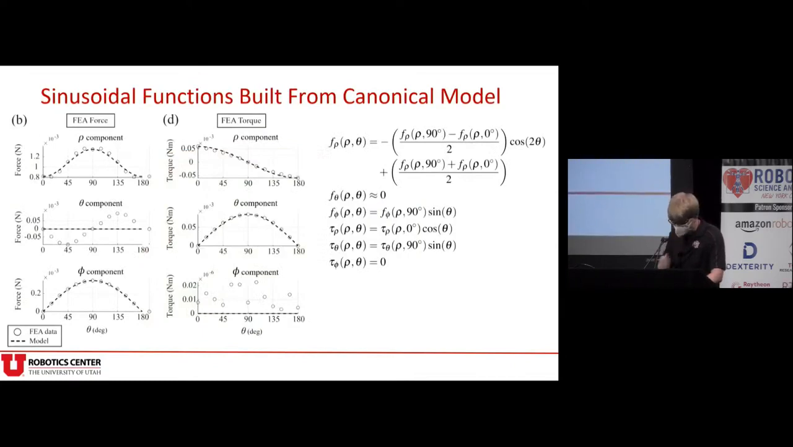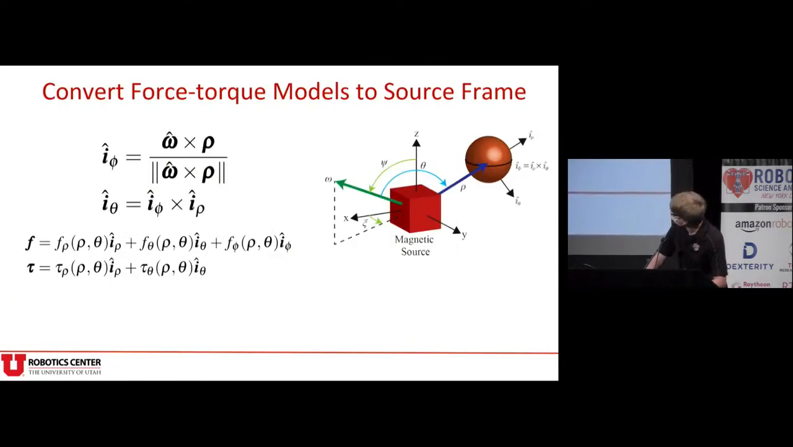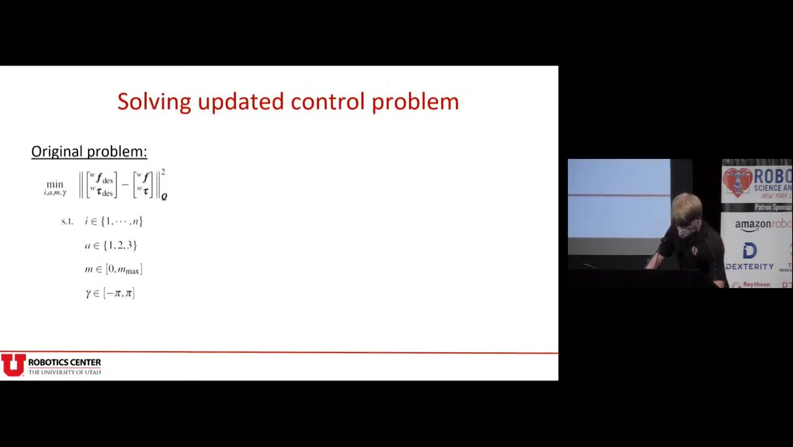Looking at the data, we see a clear sinusoidal trend, with the largest in the rho dimension, which is the axis pointing towards the object. We take the value of the old model at its 0, 90, and 180 degree positions and use simple trigonometric functions to interpolate them. Given a vector rho between object and magnet and a dipole rotation axis omega, we can rework our model from spherical coordinates into some end effector frame.